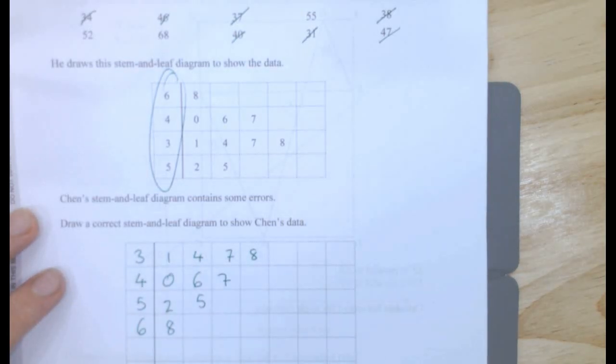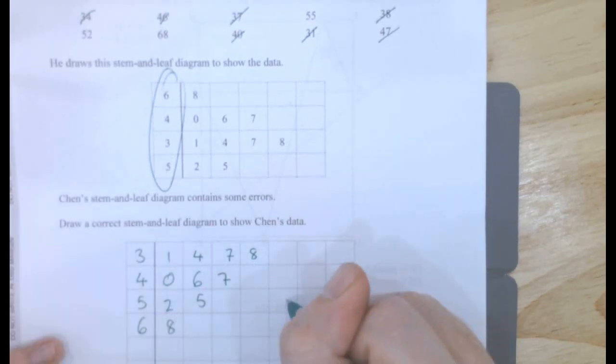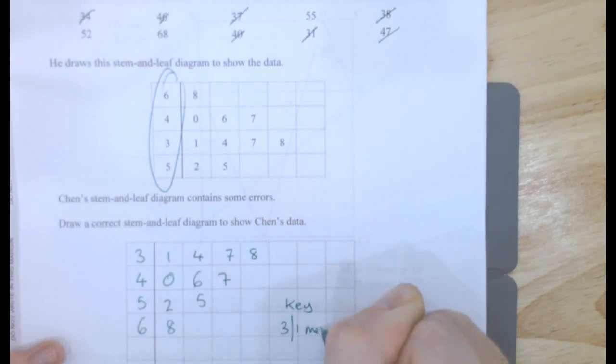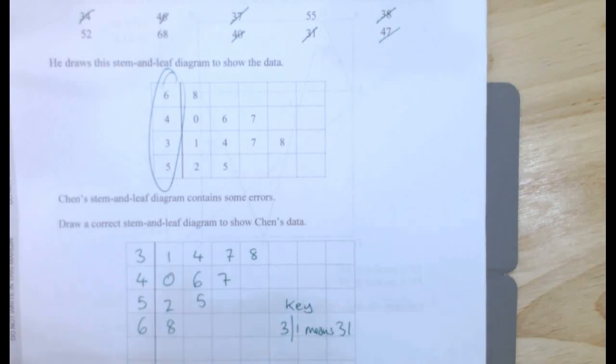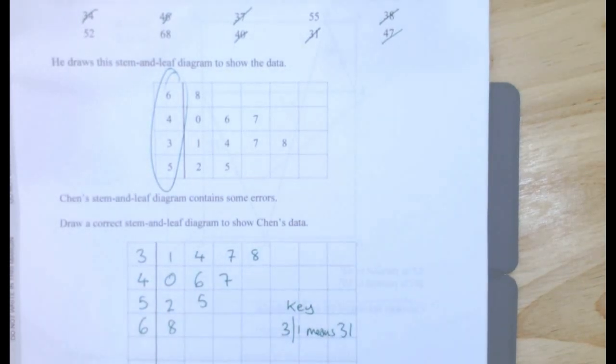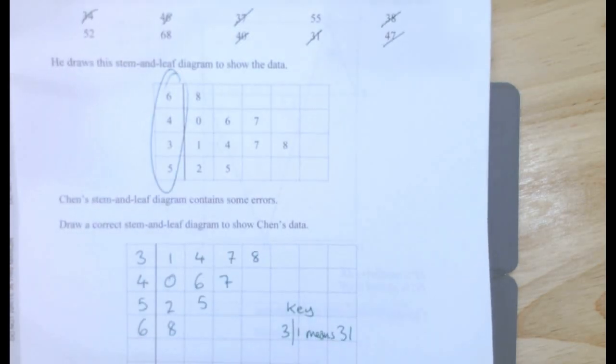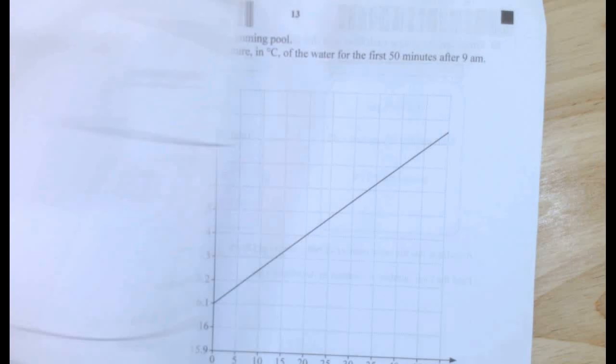Draw a correct stem and leaf diagram to show Chen's data. I think I've done it. It looks fine to me. I can't see any major issues with it. One thing that should be on there also is a key: 3 line 1 means 31. Get your key on there every single time, no matter what. Even if it doesn't look like there's space for it, just put it on anyway, because you do need a key for a stem and leaf diagram, at GCSE at least, and at Checkpoint you should also have it.